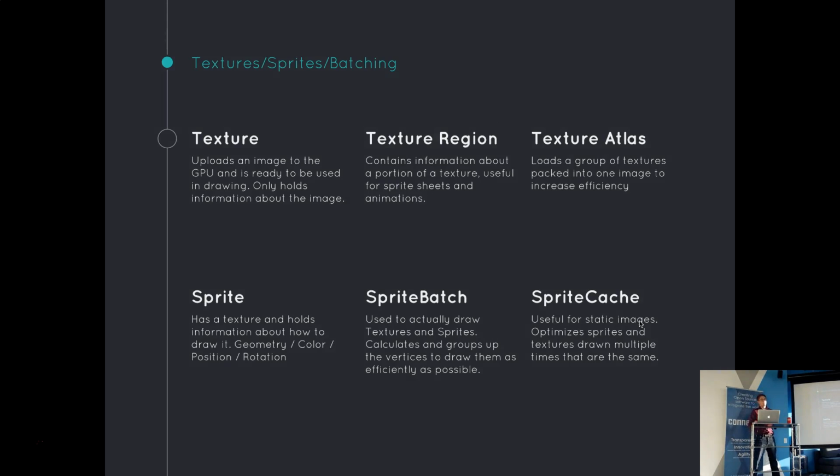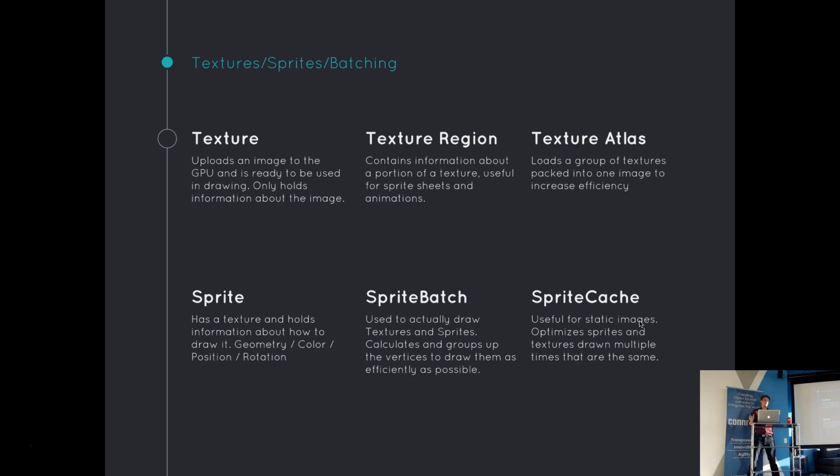The main things that you'll always be using will probably be these 6 things. A texture loads an image into the GPU memory, so OpenGL can use it. A texture is just the image information, just the pixels, and you can draw it and not much else, just put it on the screen. A texture region holds information about a specific region of a texture, like a rectangle, so you can have one texture and many texture regions and draw different portions of it with just one texture. And a texture region is used in a texture atlas, which is also commonly known as a sprite sheet.